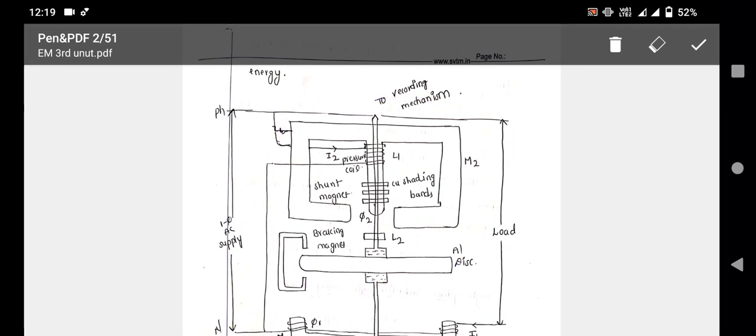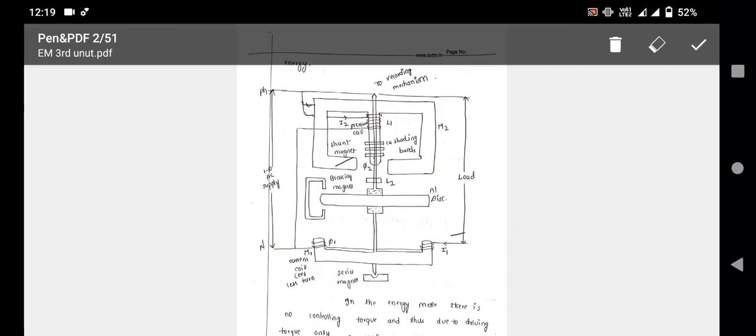This is the single phase induction type energy meter. What are the main parts of a single phase induction type energy meter? There are two magnets: one is the shunt magnet, another one is the series magnet. What is the shunt magnet? It means the potential coil. It is called the shunt magnet, and the one which is in series with the load is known as the series magnet. In the downside, what we have is the series magnet.